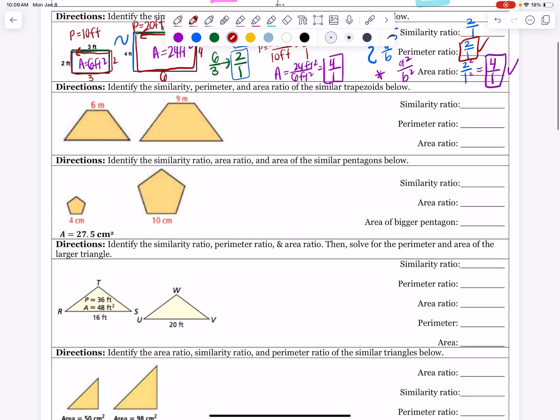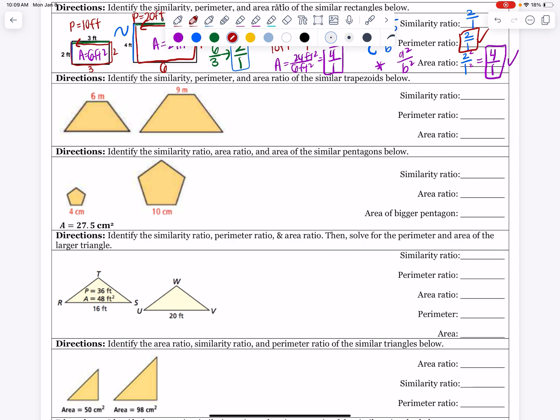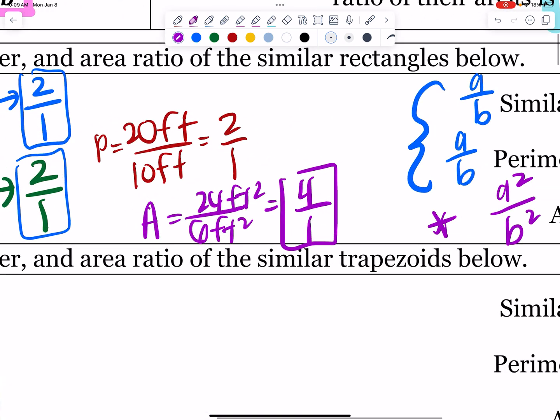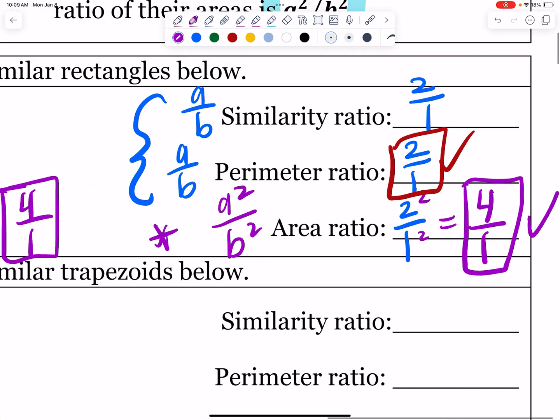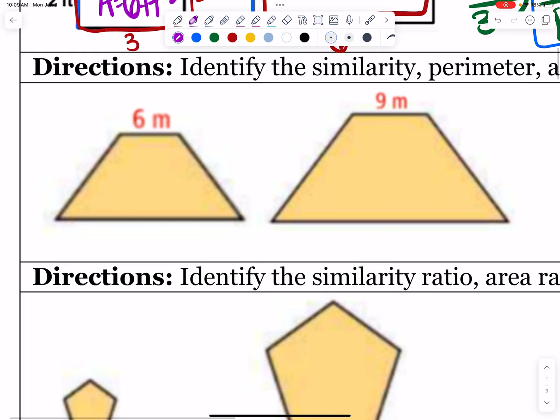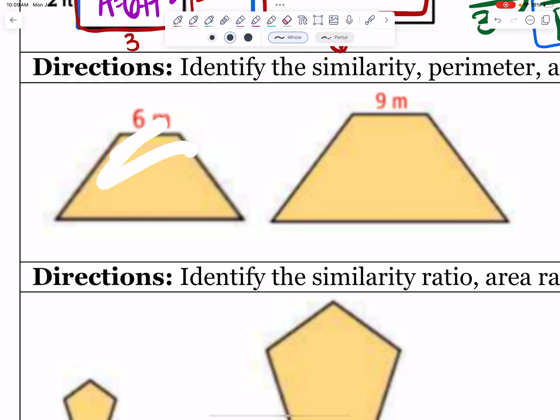Okay. The directions say identify the similarity, perimeter, and area ratio of the similar trapezoids. So how we were able to actually use the math and still find these fractions on the previous problem was just a shortcut. However, on this problem, I'm not actually able to find the perimeter ratio by hand because I don't know these pieces. You have to know all the side lengths in order to find the perimeter. I only know one side length. So this problem is showing me these shortcuts not only make it faster, but they also allow you to solve problems that you wouldn't normally be able to solve because you're missing pieces.